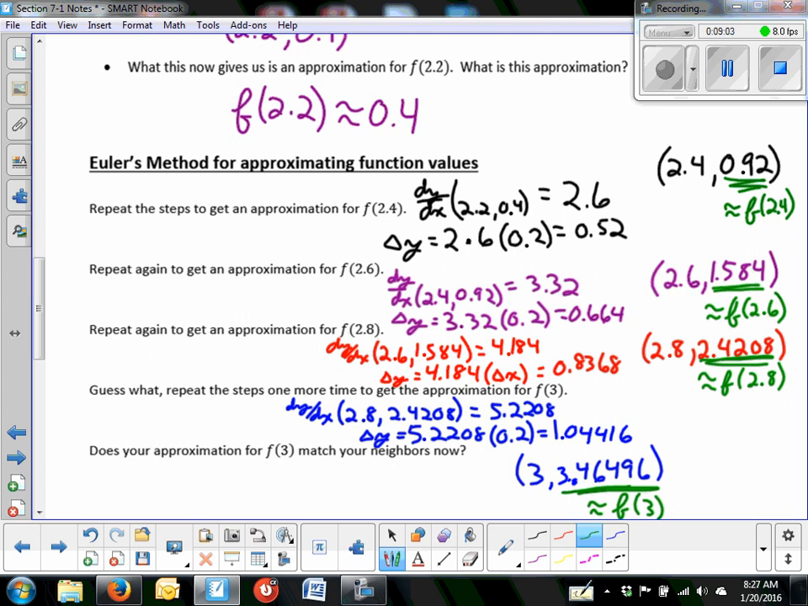The reason we like this is now all of us, no matter what, if we have this differential equation of x plus y is the dy dx, the initial condition f of 2 equals 0, and we're saying delta x is 0.2, well then f of 3, all of us would get an estimate of 3.46496 for f of 3.